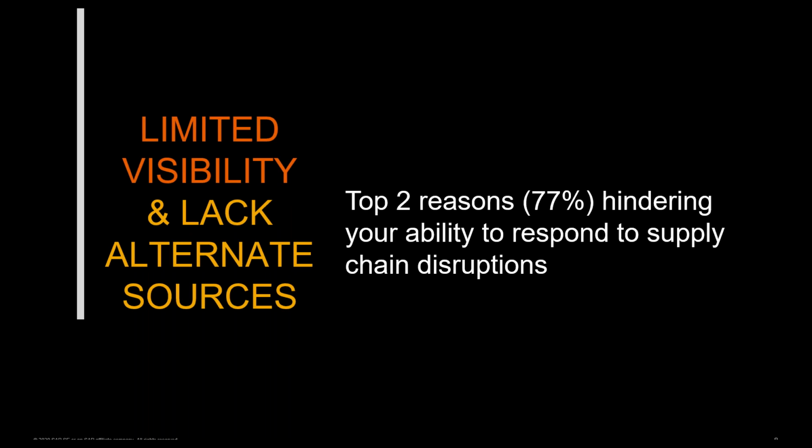And limited visibility and lack of alternate resources were the top two reasons mentioned by 77% of respondents, hindering their ability to respond to supply chain disruption events. So quite interesting.